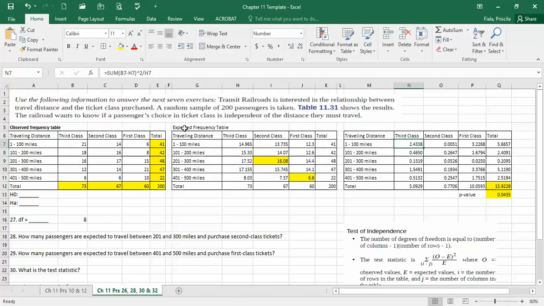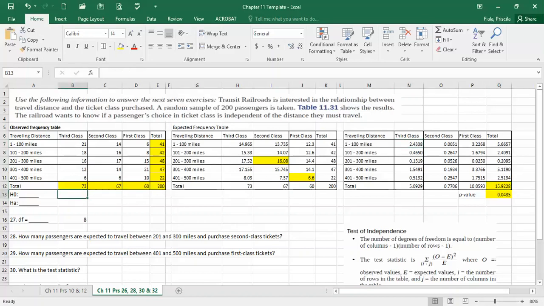And actually, I didn't lock any cells because I needed to update. For example, B7, which is 21, minus H7 right here. Column H, row 7, which is 14.965. And the sum of that squared divided by, again, my expected, which is 14.965. And there it is. It gave me the values already, and it sums all this for me to give me my test statistic right here.